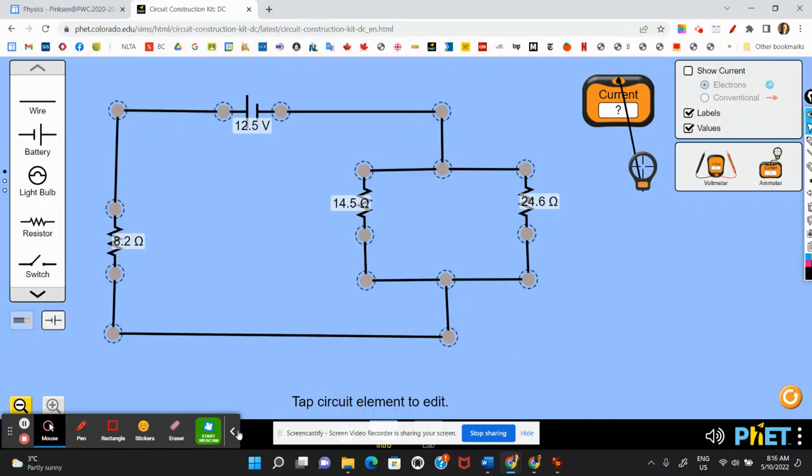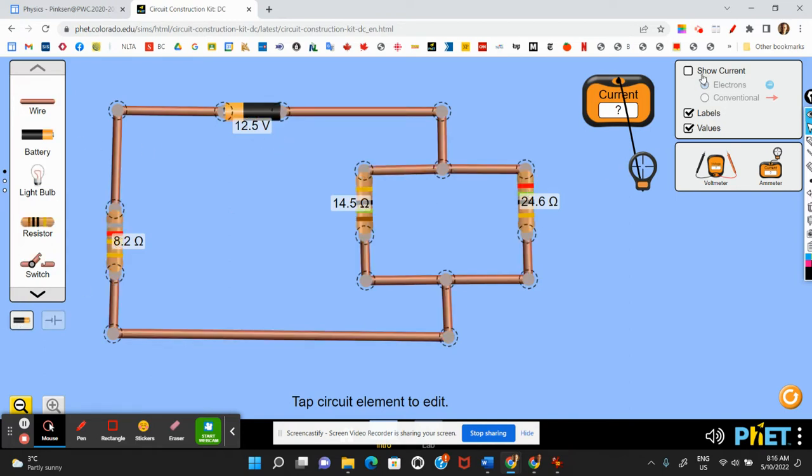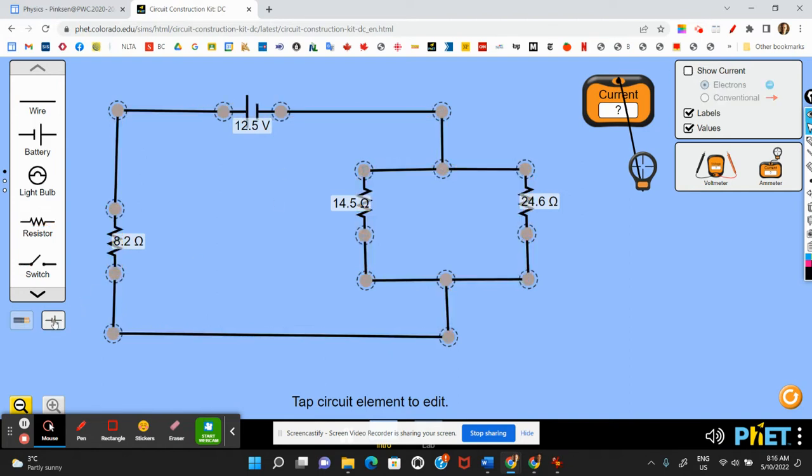Well, folks, today I'm going to show you how to mathematically analyze these circuits without the use of the FET simulation. But I've drawn this circuit here in FET. I can toggle back and forth between. So you can see the electrons moving through. But this is what the circuits look like in textbooks. It's what they look like on exams. And so you kind of have to get used to that. It's really nice that FET allows us to go back and forth between those two orientations.